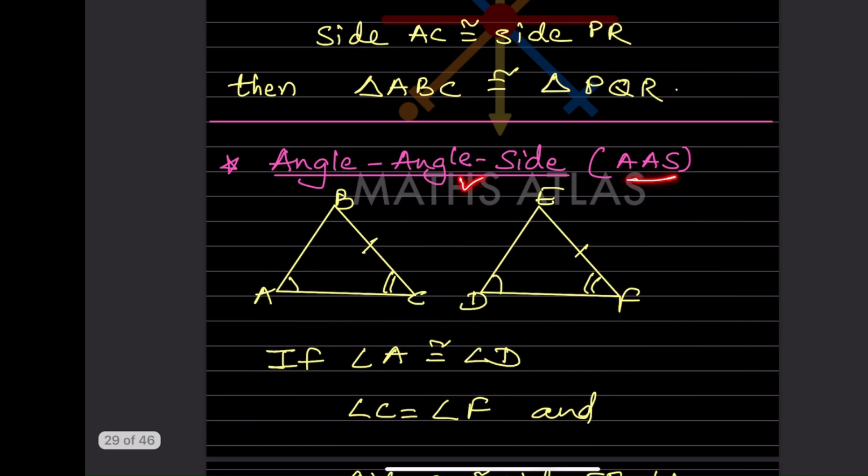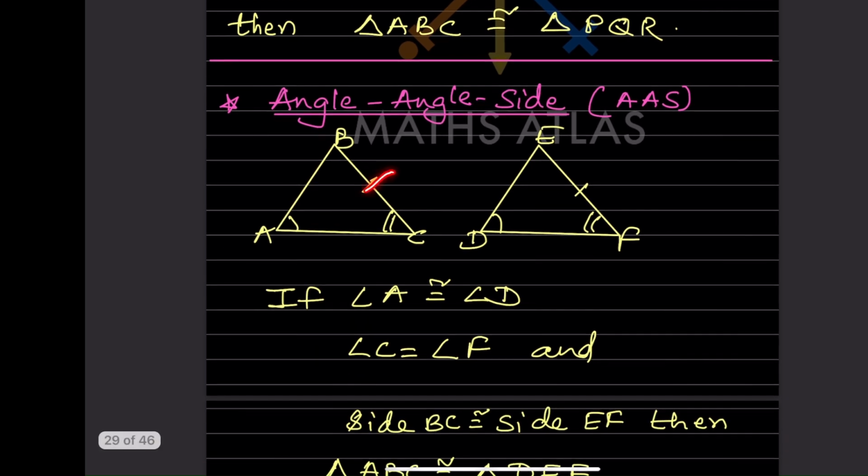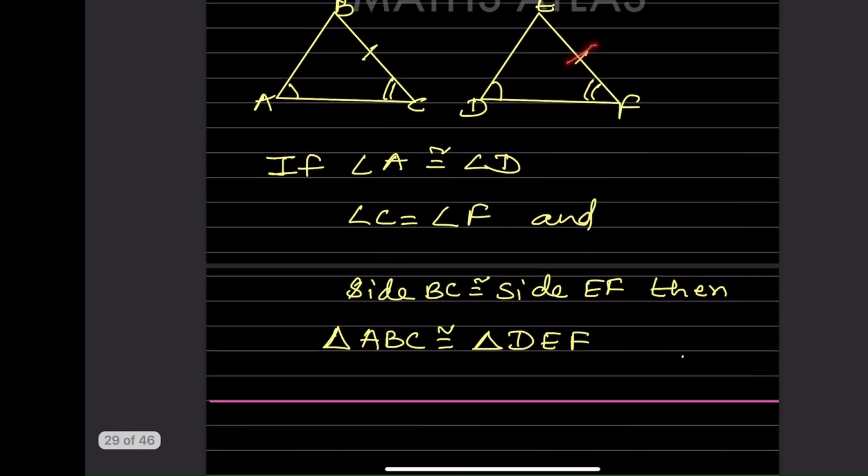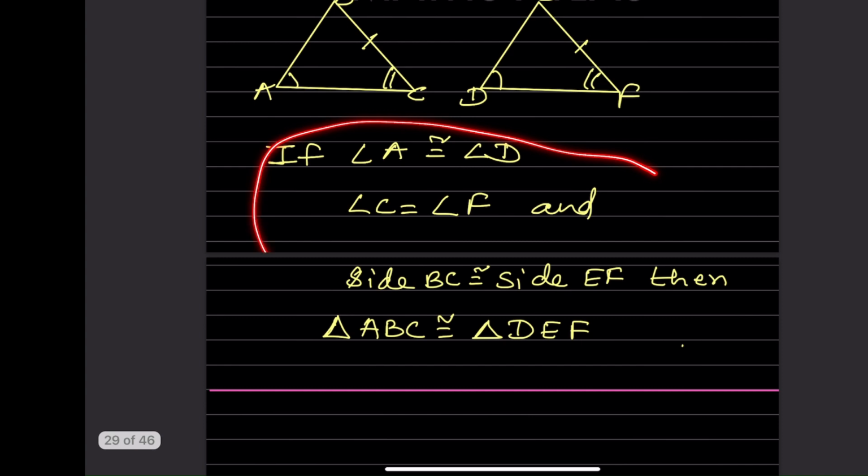Angle, angle, side. So here this is angle, and this is side. Angle, angle, and side. So we can say angle A is congruent to angle D, angle C is congruent to angle F, and side BC is congruent to side EF. This is what is written over here. And so we can say triangle ABC is congruent to triangle DEF.